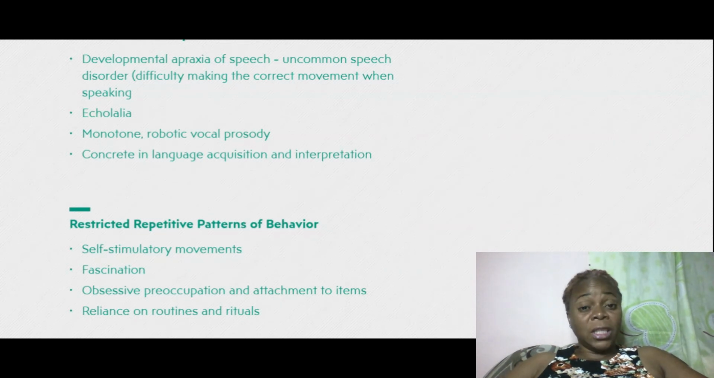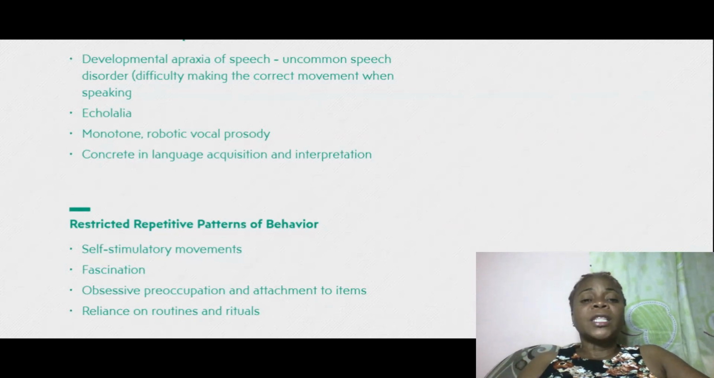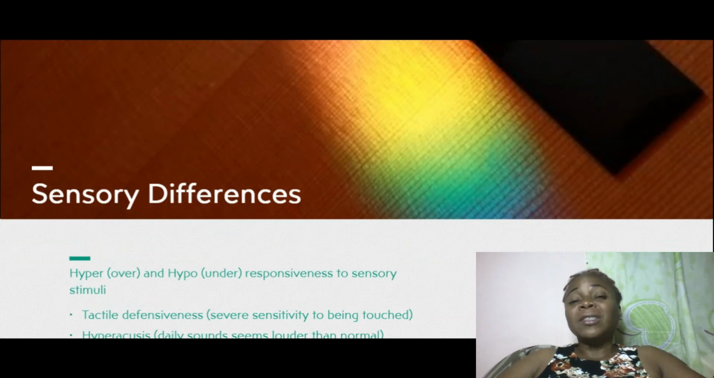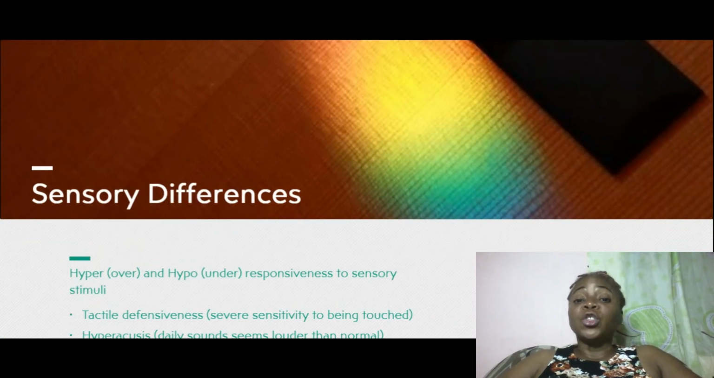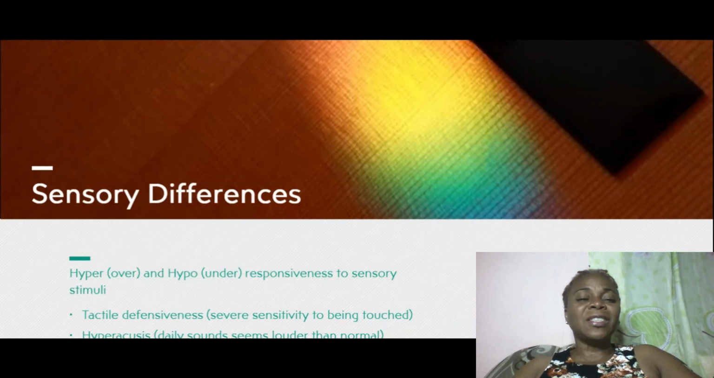So they like their routines and they like structure. And if you take them out of their routine, you put them at risk to display or to engage in aggressive behaviors. And so I want to move on to sensory differences, because children with autism are highly sensory stimulated. So you will have what we call hyper, which is over, and hypo, which is under responsiveness to sensory stimuli. They will have tactile defensiveness, which is severe sensitivity to being touched.